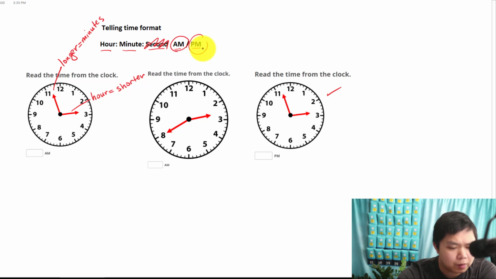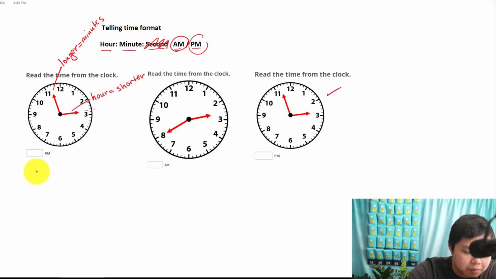So in this case, we have this right here. We have this shorter hand. If you notice, right here it is between the 2 and the 3, and it did not pass the 3, so we know it's going to be 2 something, right? So the hour is 2. Then we look at the minutes. We have 11 and 12.